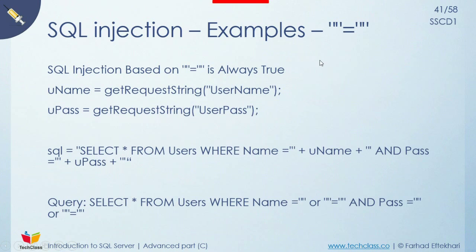And here is another example. You can see that by writing this double quotation equal double quotation, here's another way that unauthorized users can have access to database tables information.